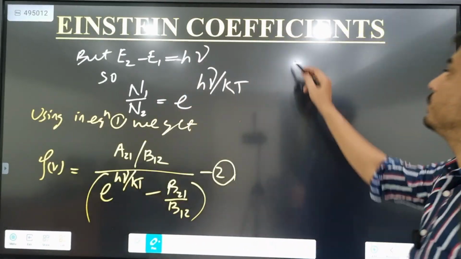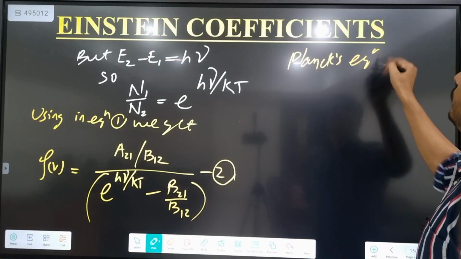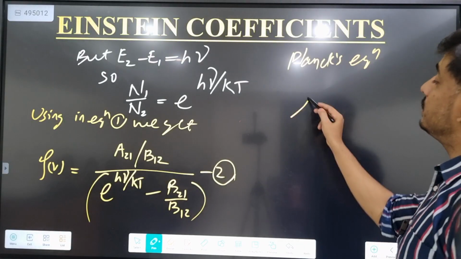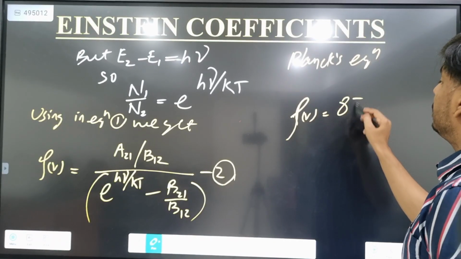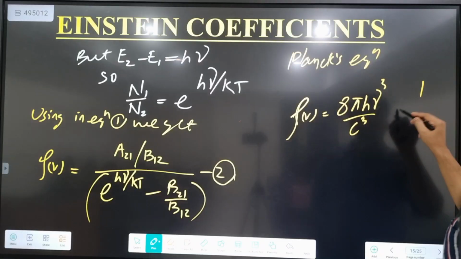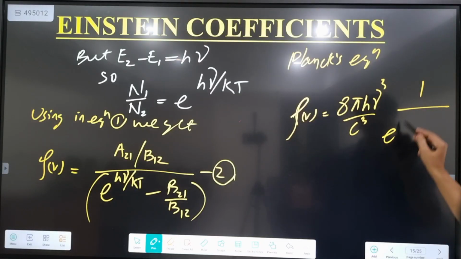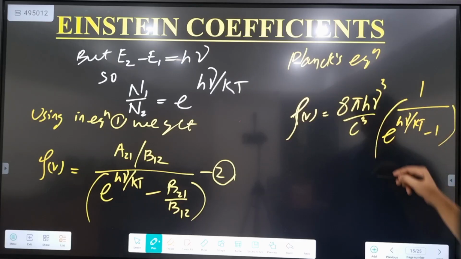But from Planck's equation, we have the generalized form of energy density as 8 pi h nu cubed by c cubed, times 1 by e to the power h nu by kT minus 1.